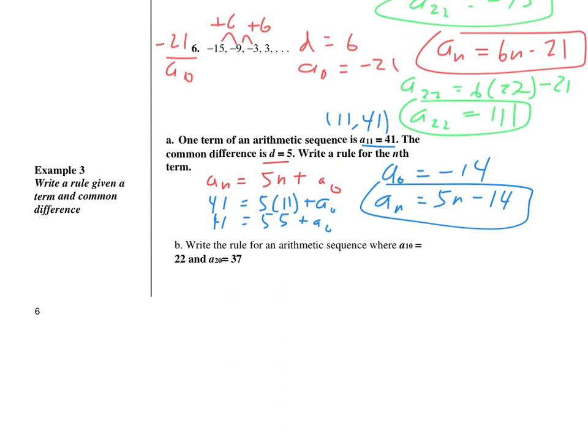If you wanted to check that, you could go ahead and plug in. I can actually do that in my head. So I plug in 11 for n, so 5 times 11, 55, minus 14. You can see that that does give us 41.